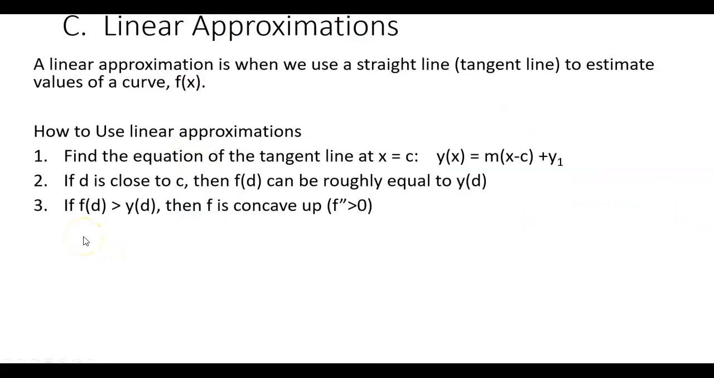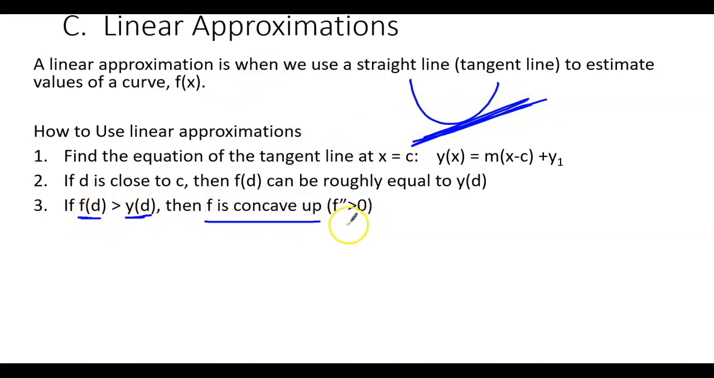Next, we have some interpretational issues. So they're not going to be exactly the same, but they'll be close. Sometimes the function will be greater than the tangent line. When that happens, that means that your graph is concave up. So if you have a concave up function, then your tangent line is underneath the curve, and therefore f is greater than y, and that means your graph is concave up.